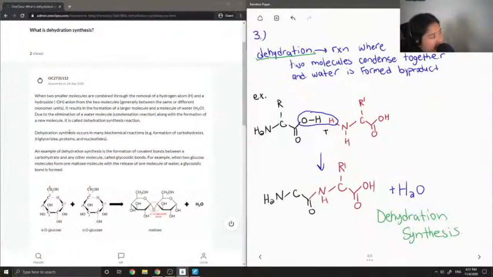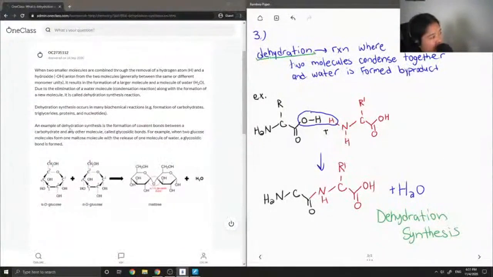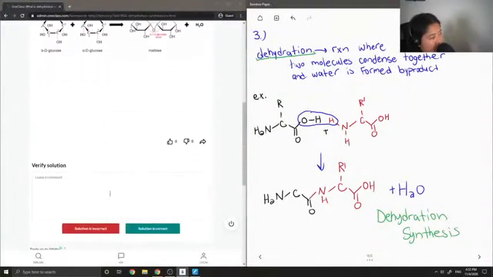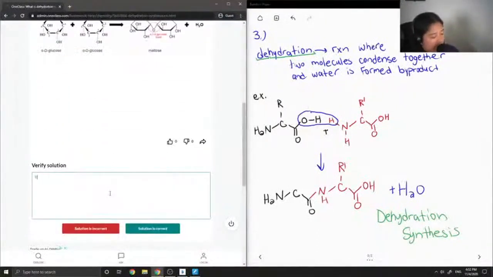So the dehydration synthesis occurs in many biochemical reactions, such as the formation of carbohydrates, triglycerides, proteins, and nucleotides. An example of dehydration synthesis is the formation of a covalent bonds between a carbohydrate and any other molecule called glycosidic bonds. For example, when two glucose molecules form one maltose molecule with the release of one molecule of water, a glycosidic bond is formed. This is well explained, and the solution is correct.